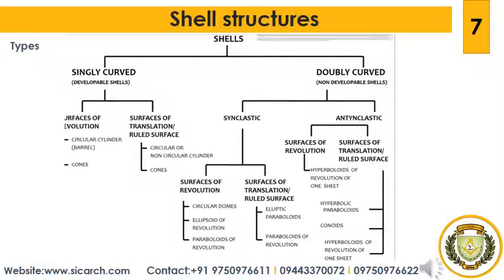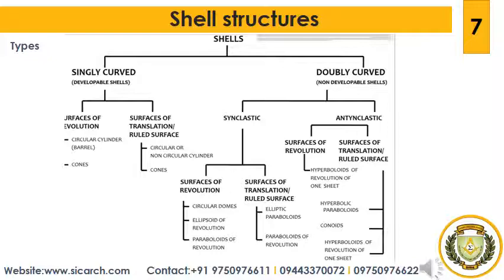So next we will see the types of shells. They can be divided into singly curved and doubly curved based on their curvature. They are also called developable shells and non-developable shells respectively. First we will see the singly curved shells. The singly curved shells can be divided into two: the surface of revolution and the surface of translation. Under surfaces of revolution we see circular cylinders and cones. Under surface of translation we see circular or non-circular cylinders and cones.